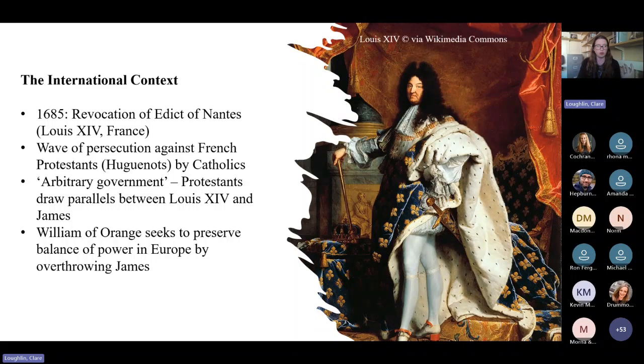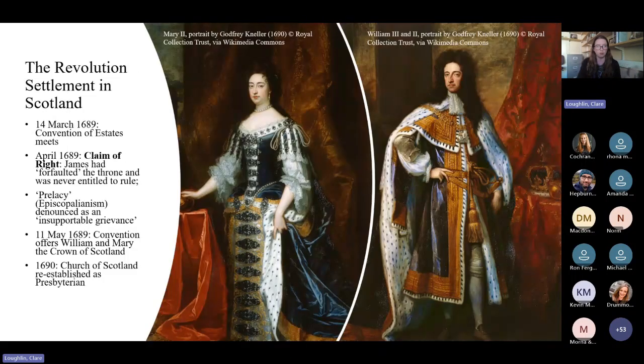So William's landing triggers the collapse of James's government north and south of the border. And James flees to France. He arrives there on Christmas Day, 1688, and a temporary Jacobite court is established at the Palace of Saint-Germain-en-Laye, which is near Versailles. England and Scotland both call Parliament to implement a settlement to justify what's just happened.